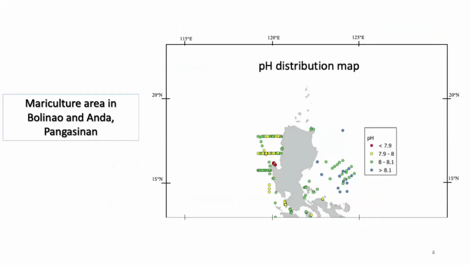Now let us zoom in to the upper part of the map and we see red dots. The color red means low pH level, and in the scale it's less than pH 7.9. The red dots are in the mariculture areas of a town called Bolinao and its neighboring town called Anda, which are located in the northwestern part of the Philippines. The question to ask is, why is pH in these areas low? How is low pH related to mariculture?